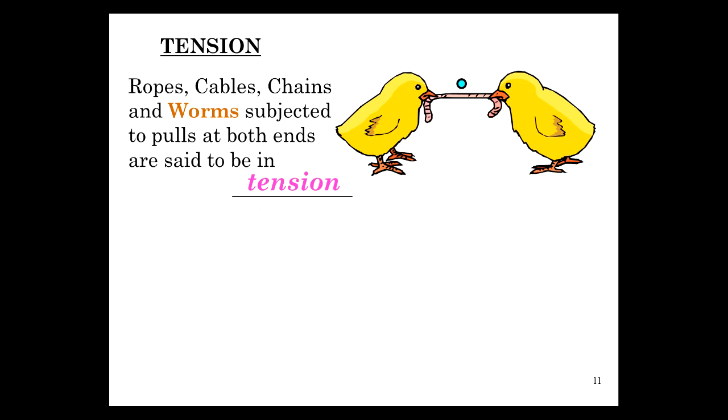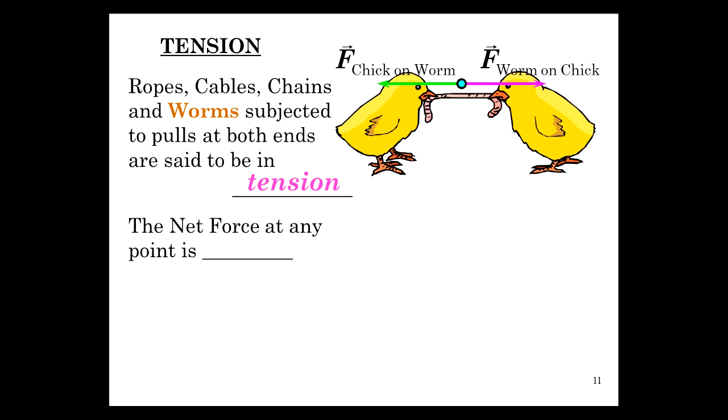So we can consider a point along this worm. And to the right, we can say that's the force of the worm on the chick, and to the left, it's the force of the chick on the worm. So kind of looking at it from this half point of view here. The force this way is the force of the worm on this chick, and this way is the force of this chick on the worm. Okay, but that can be done at any point.